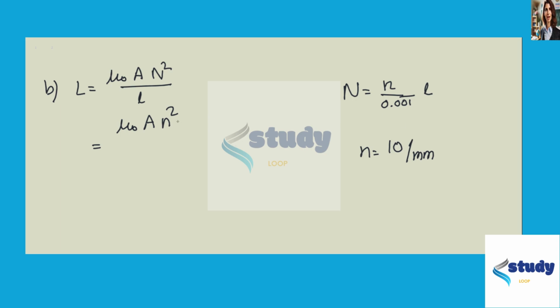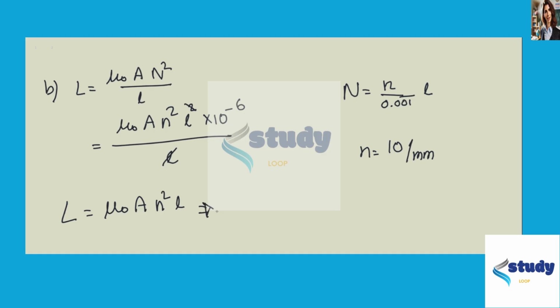And then we have l squared times 10 to the power negative 6. And we divide that by l. So if we get rid of l here, we finally have L, which is equal to mu naught A n squared l. And from there, we can solve for little l. And if we do so, we see that we'll have 31.7 meter as our answer.